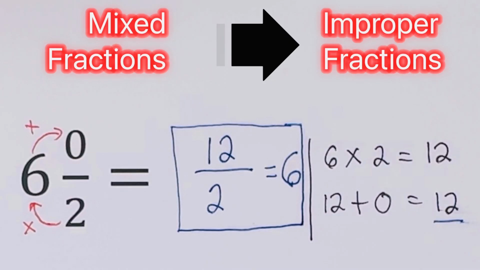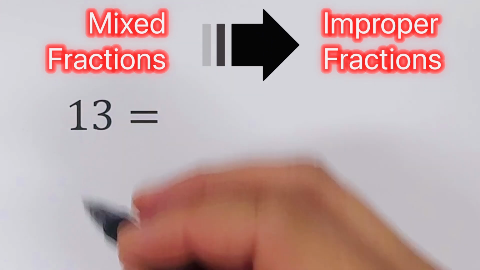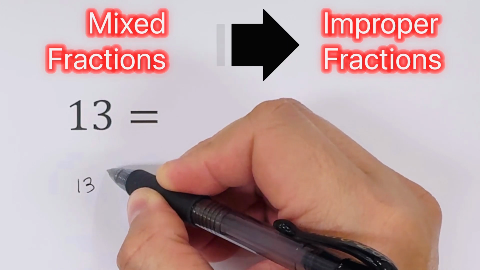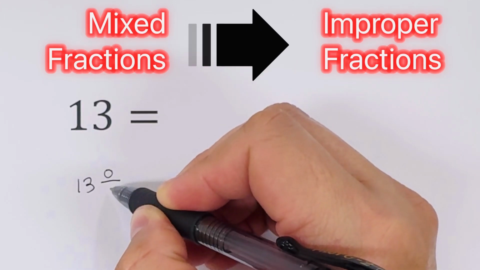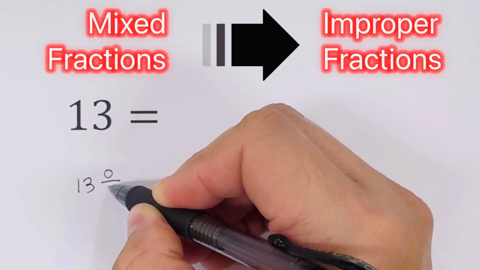Now let's have another example. So this 13 that we have here can be expressed as a mixed number in the form 13 and 0 over whatever the number is. It doesn't matter. You can have any digit at the bottom. So let's just take 4.